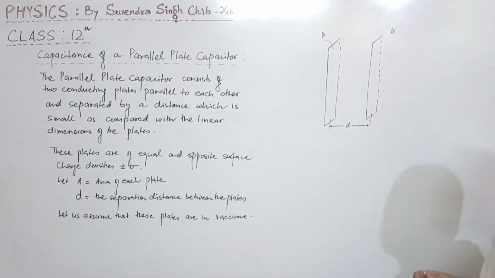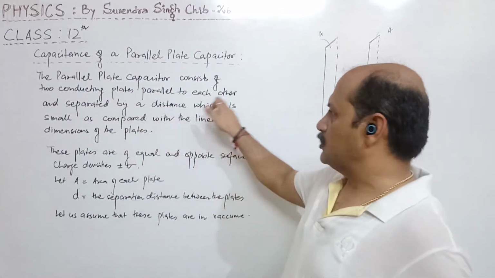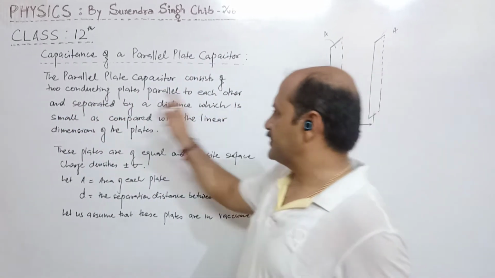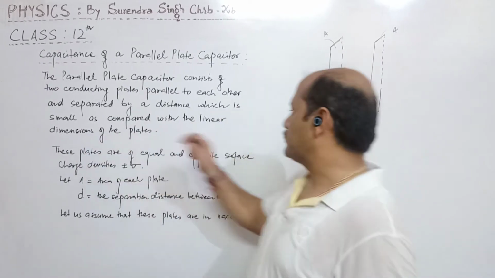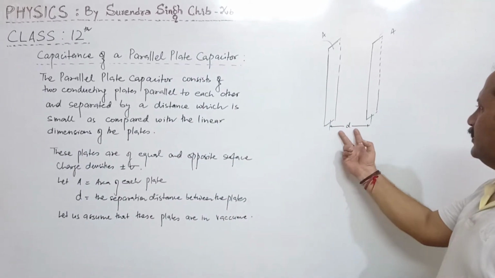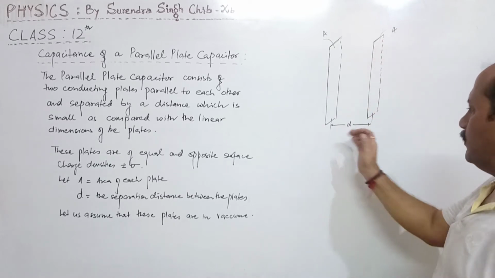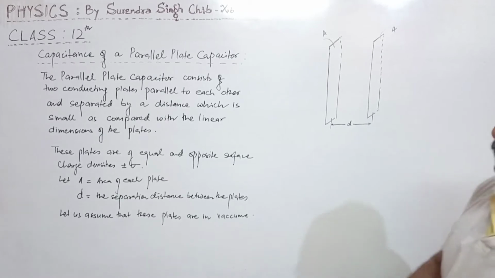तो parallel plate capacitor consists of two conducting plates parallel to each other and separated by a distance which is small as compared with the linear dimensions of the plates. ये जो distance है, ये distance इसकी linear dimension से कम होना चाहिए. तो यहाँ मैंने थोड़ा ज़्यादा शो किया, but it is very very small distance.